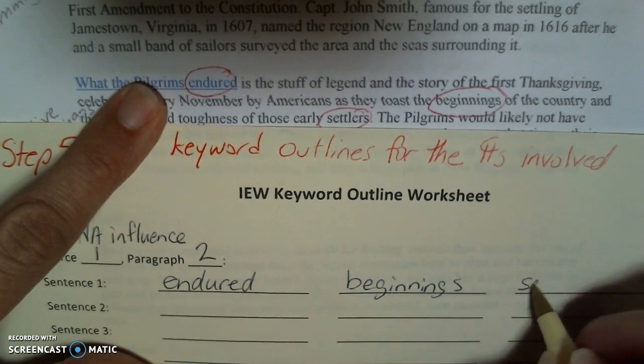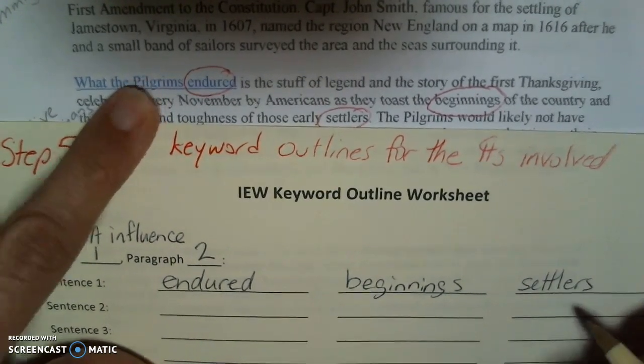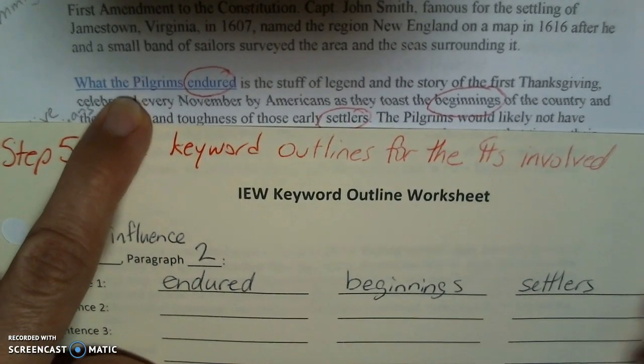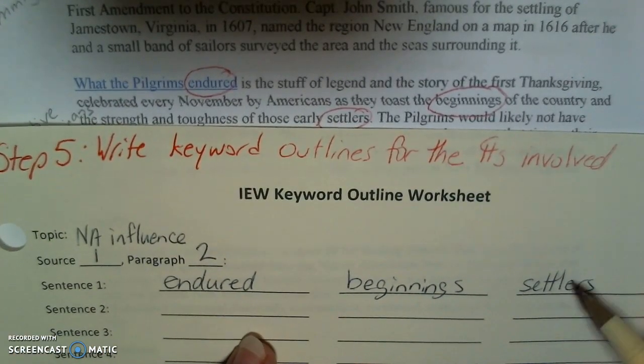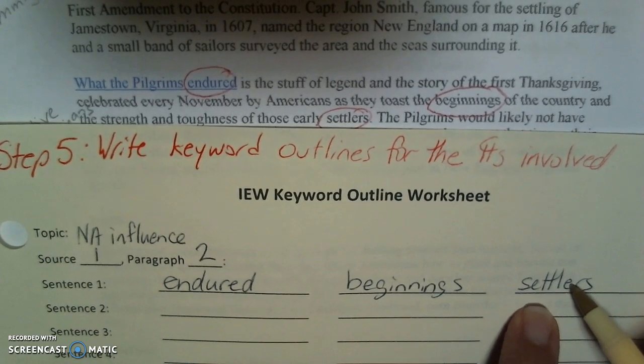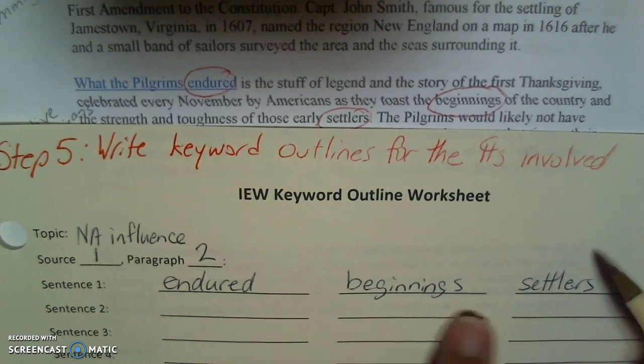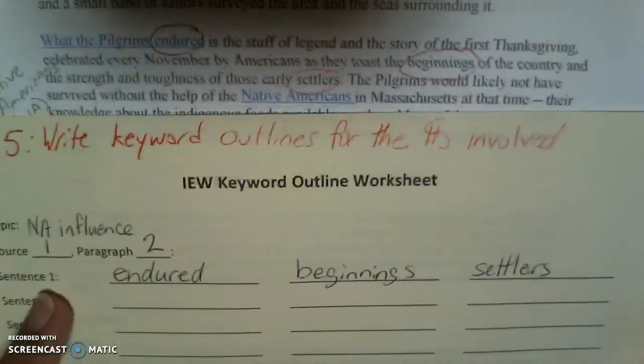beginnings, and settlers. Now, if you chose pilgrims, that would have been fine. If you chose Thanksgiving, remember that this is for you. So for me, I'll know that the settlers were pilgrims. Now I'm looking at my second sentence.